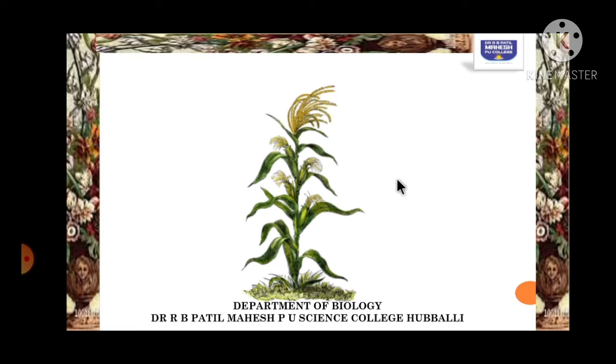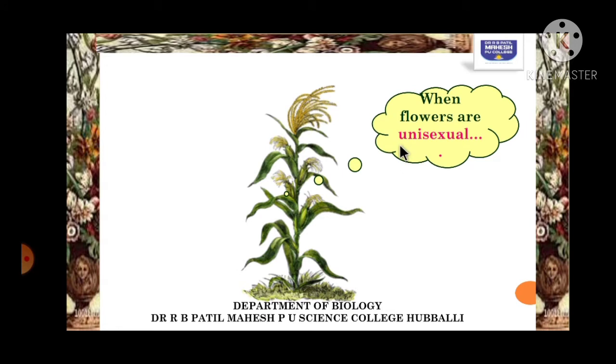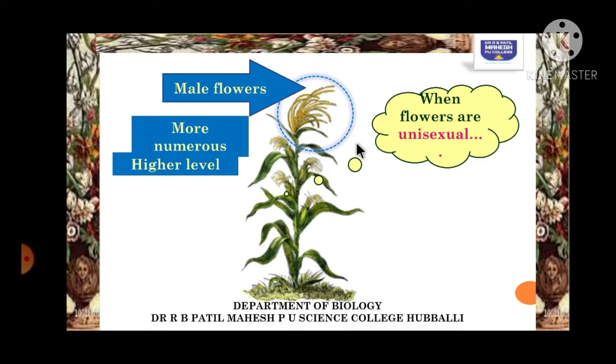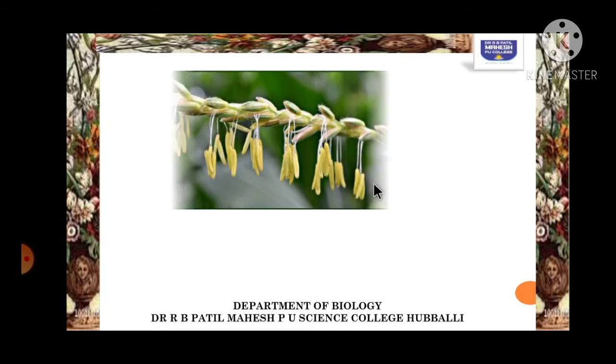So here is a corn plant, a monocot plant which gets pollinated through the agency of the wind. If the flowers are unisexual, what happens? The male flowers will be produced at the upper region and they will be more in number, because the chance of getting pollinated is very low, whereas the lower region of the plant will have female flowers, so that pollen grains can get deposited onto the female flower easily.